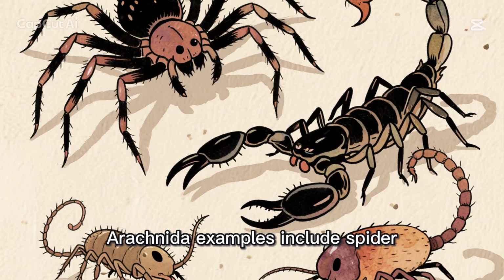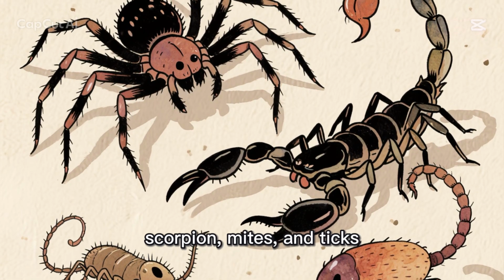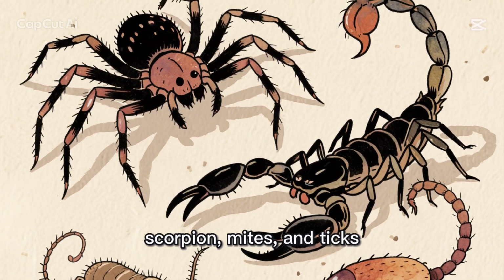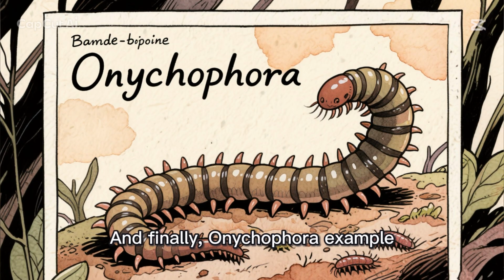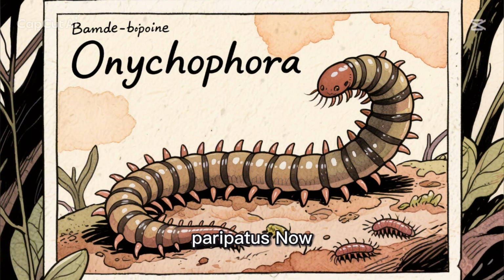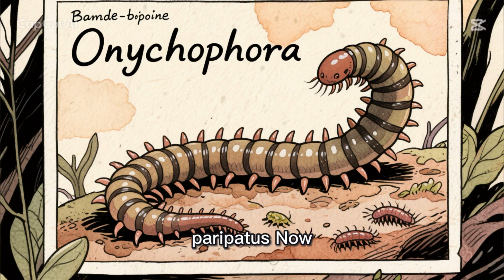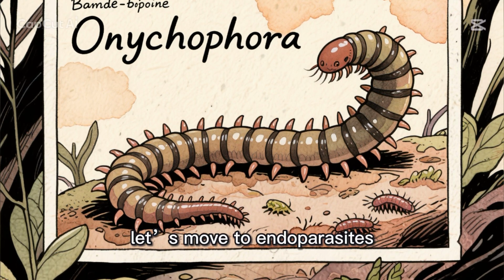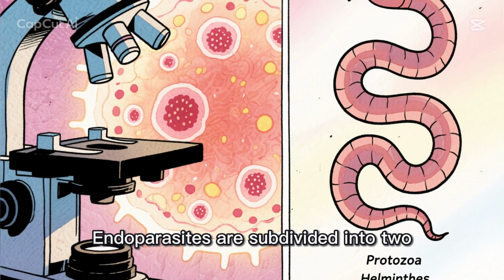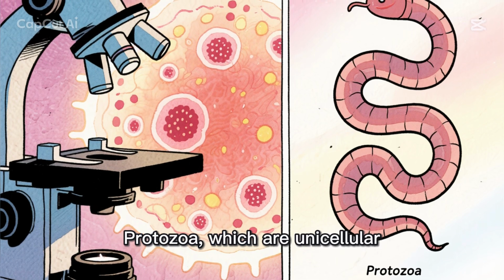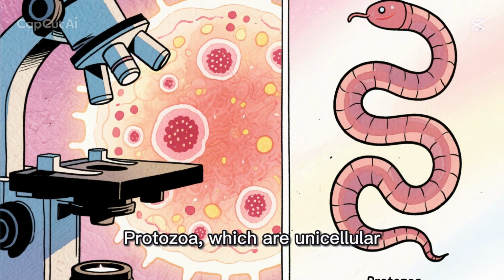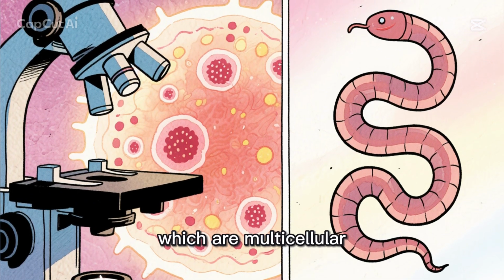Fourth, arachnida. Examples include spider, scorpion, mites, and ticks. And finally, onychophora. Example, peripatus. Now, let's move to endoparasites. Endoparasites are subdivided into two: protozoa, which are unicellular, and helminthes, which are multicellular.